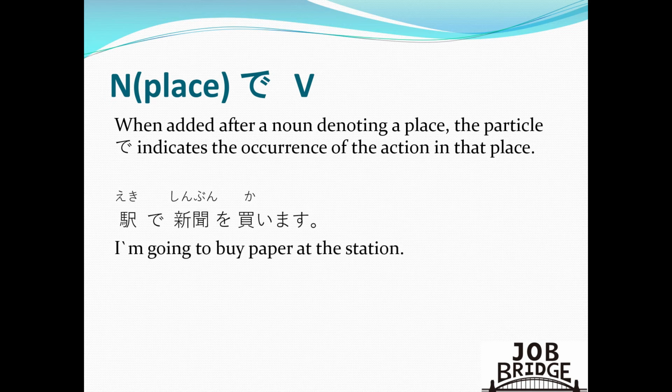Let's look at our example. I'm going to buy a paper at the station. Eki de shimbun o kaimasu. Okay. Note that he used the de after the eki, denoting that he will buy the newspaper, the shimbun, at the eki, which is at the station.